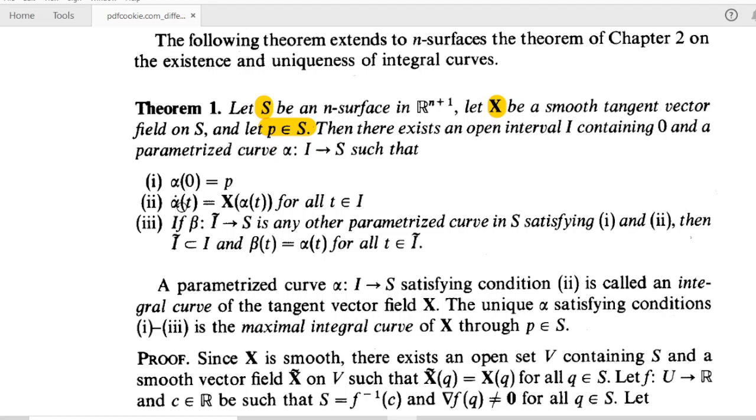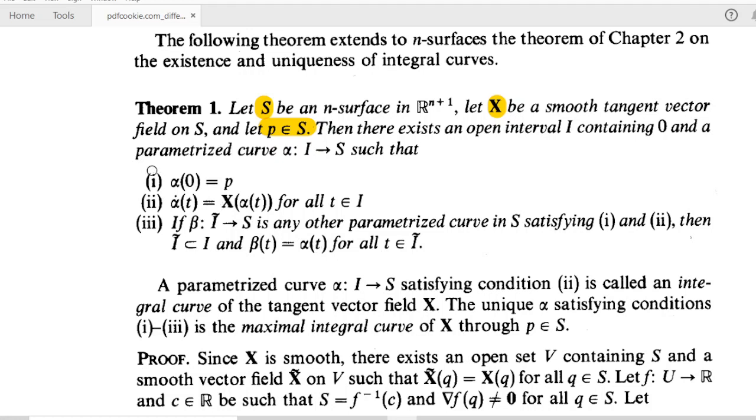Alpha dot of t is equal to X bar of alpha of t. If beta from I tilde to S is any other parameterized curve in S satisfying 1 and 2, then I tilde is a subset of I and beta of t is equal to alpha of t for all t belonging to I.